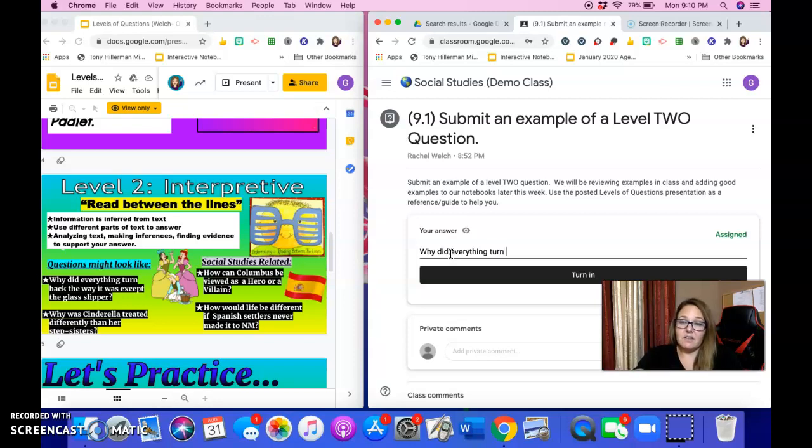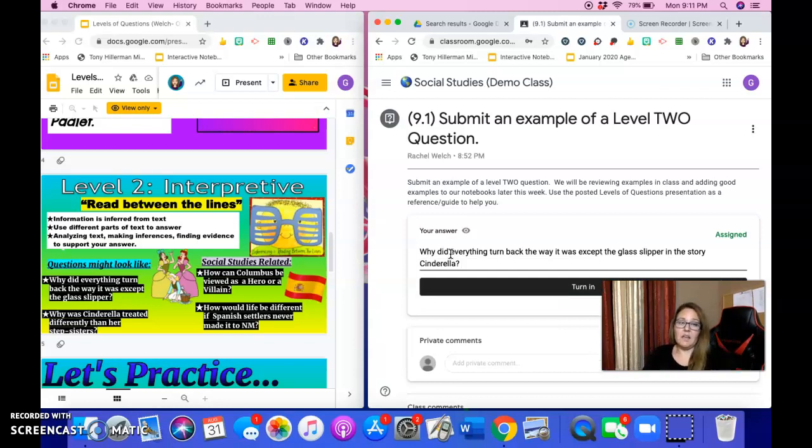So why did everything turn back the way it was except the glass slipper in the story Cinderella? Okay, and once you've typed your question, you'll have the option to turn in. Please remember you're starting your questions in capital letters and you are ending your questions with question marks, okay? We need to continue to practice that proper grammar.